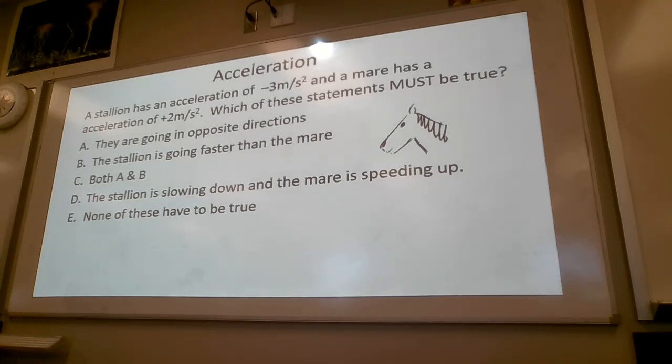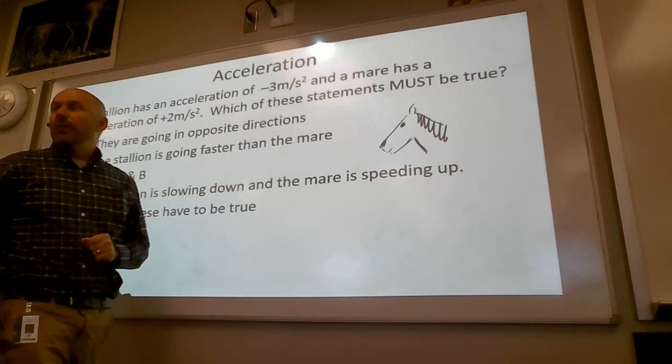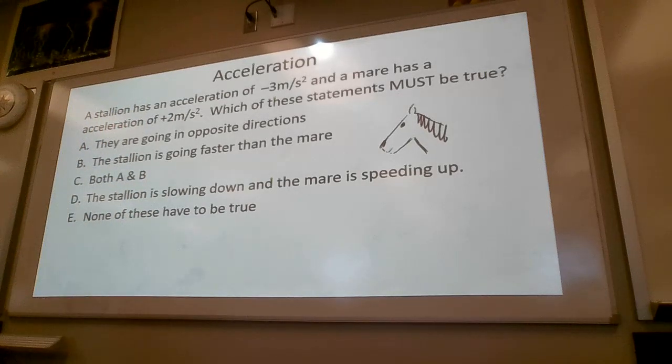Correct answer is? Well done. Okay. So, knowing the direction of acceleration by itself does not tell you much. The only thing you know is the rate of change of velocity is greater for the stallion than the mare. The only other thing you know is the direction of the net force. The net force on the stallion is going in the negative direction. The net force on the mare is going in the positive direction. That is all you know.